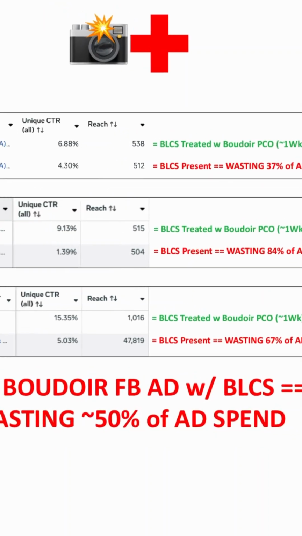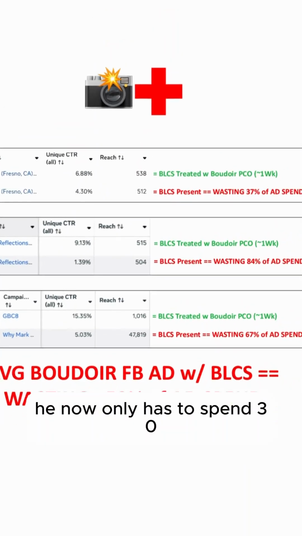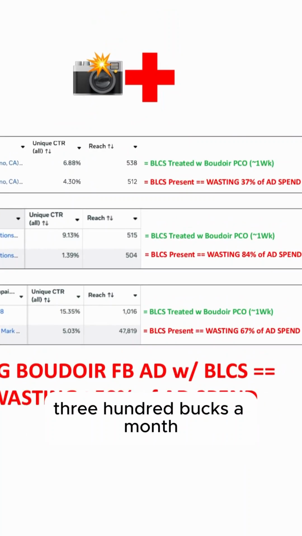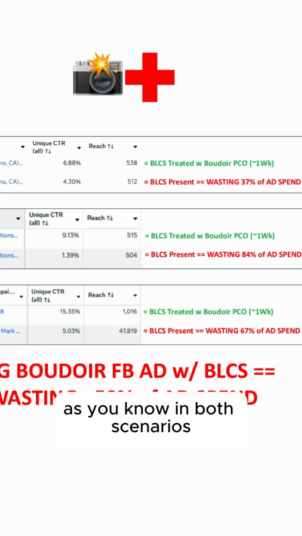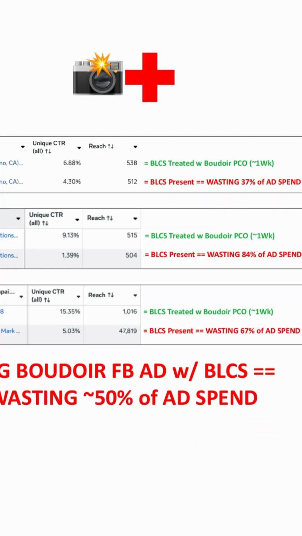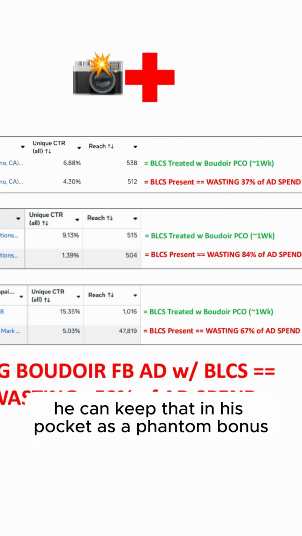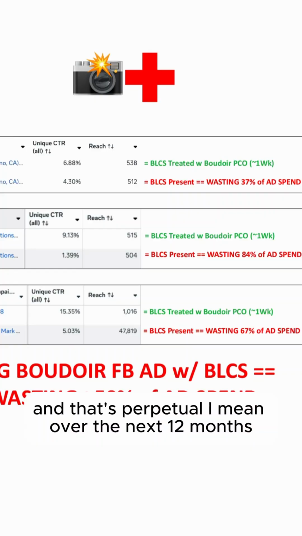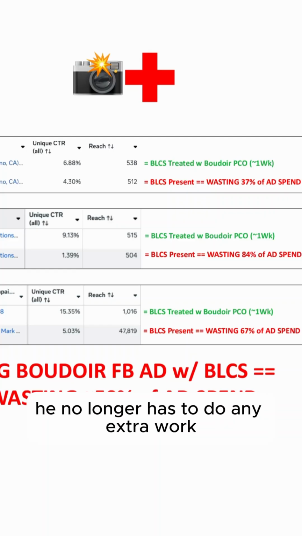If he spent 10 grand a month on the original Boudoir Facebook ad, he now only has to spend $3,300 a month with the Boudoir Pico treated ad to get that ad into the same number of women's brains in both scenarios. So $6,700 a month no longer has to be spent. He can keep that in his pocket as a phantom bonus, and that's perpetual. Over the next 12 months, that's like 80K back in his pocket, and he no longer has to do any extra work.